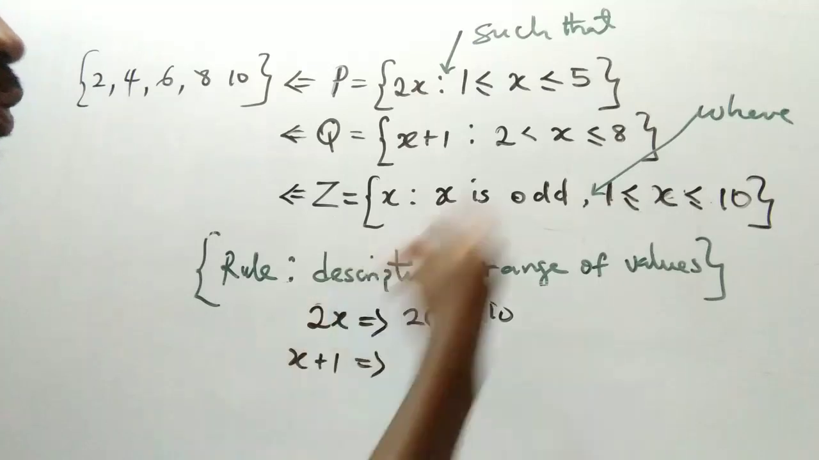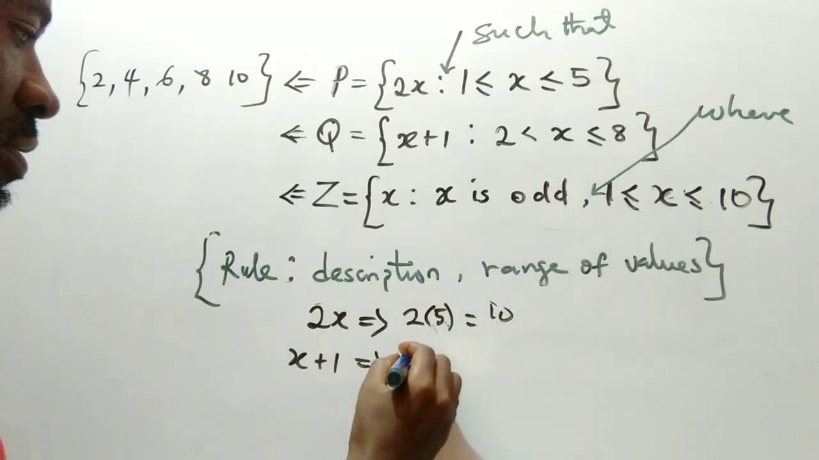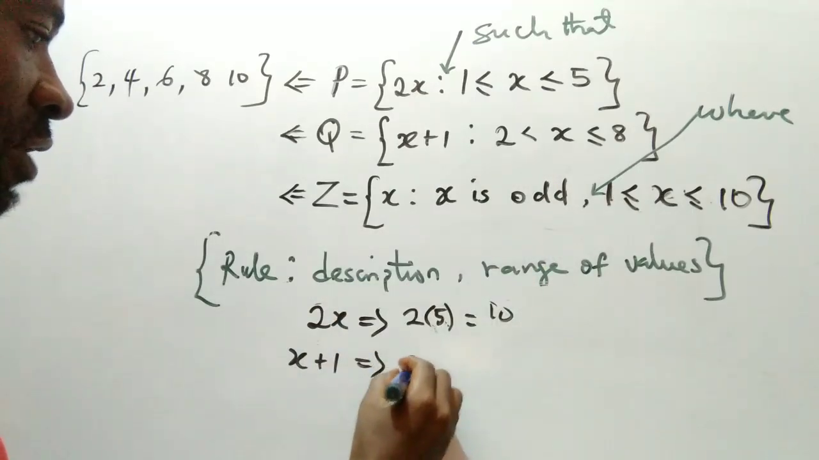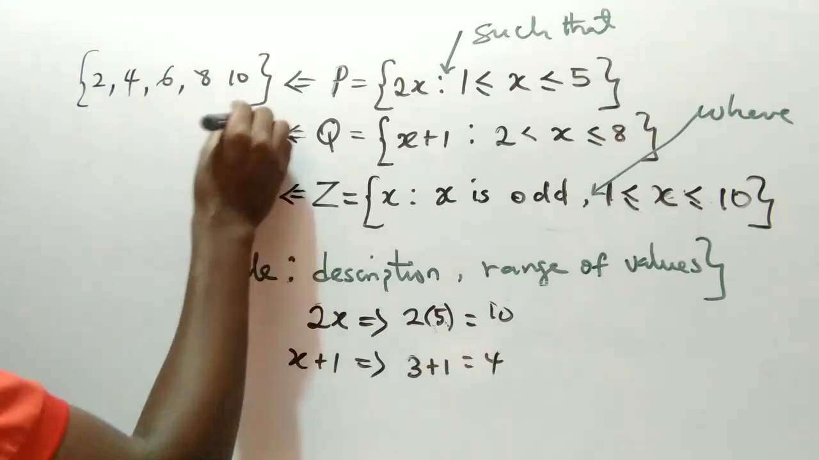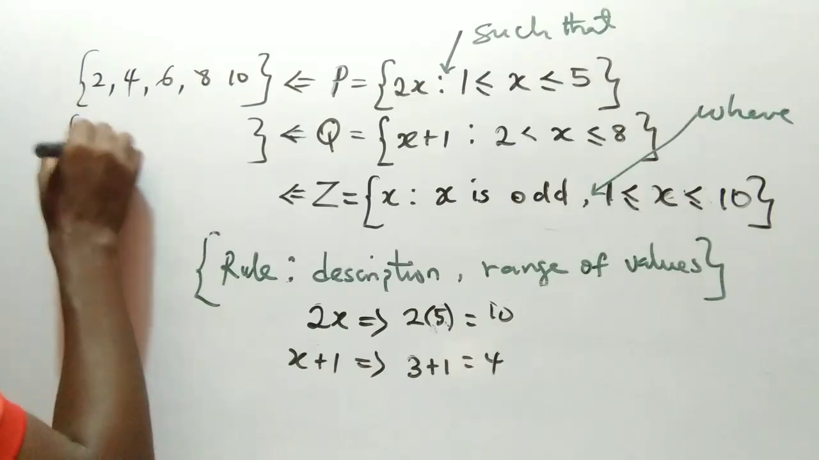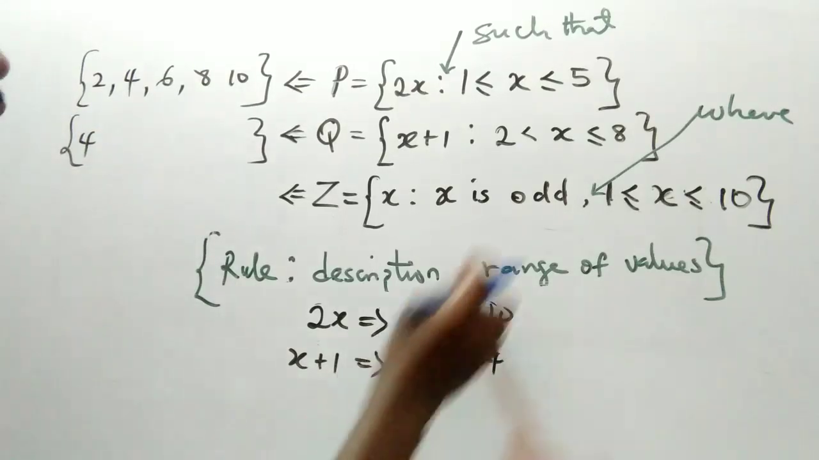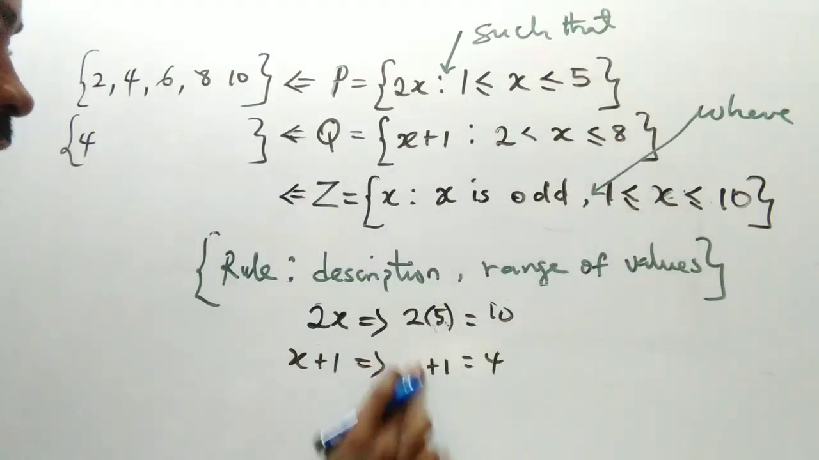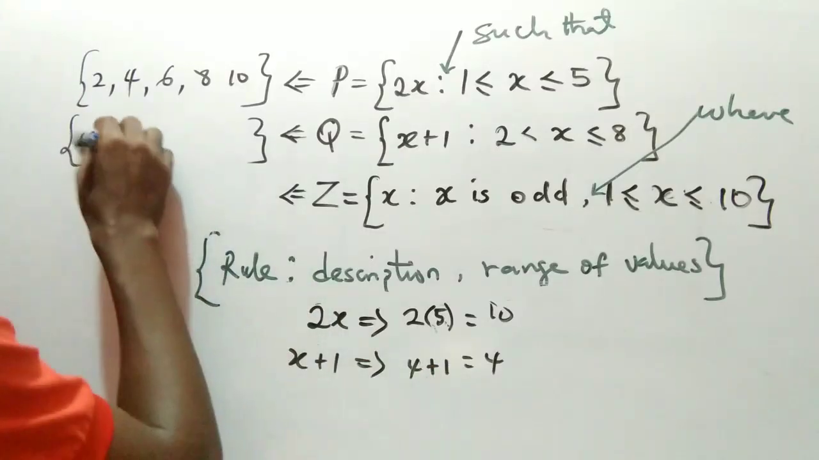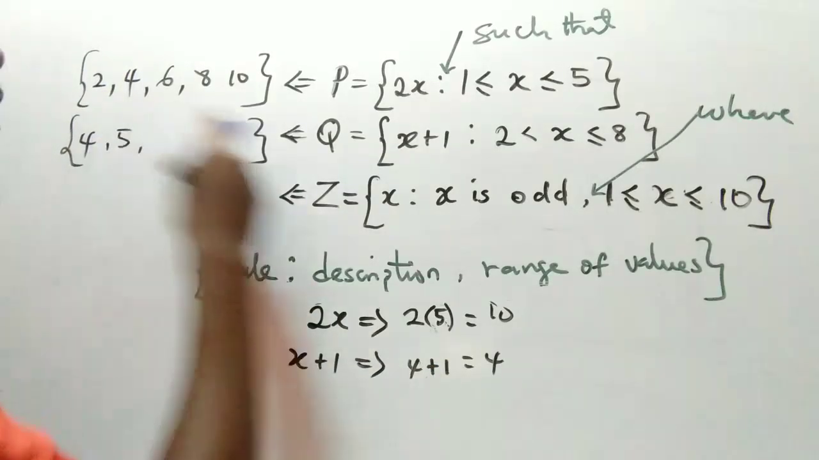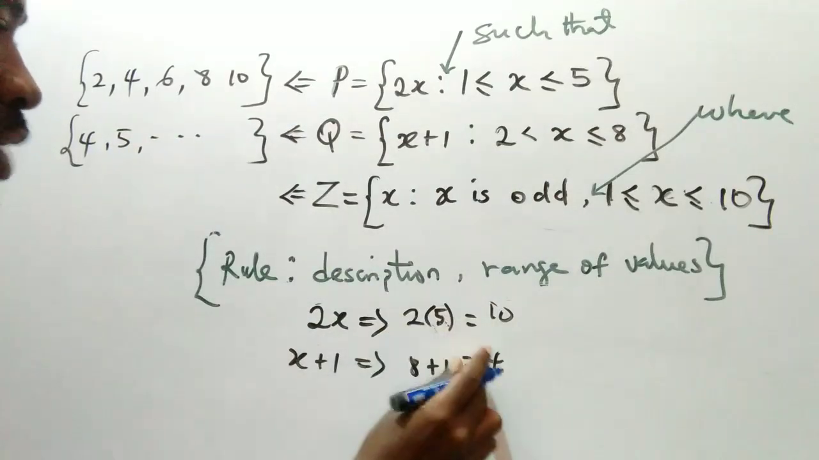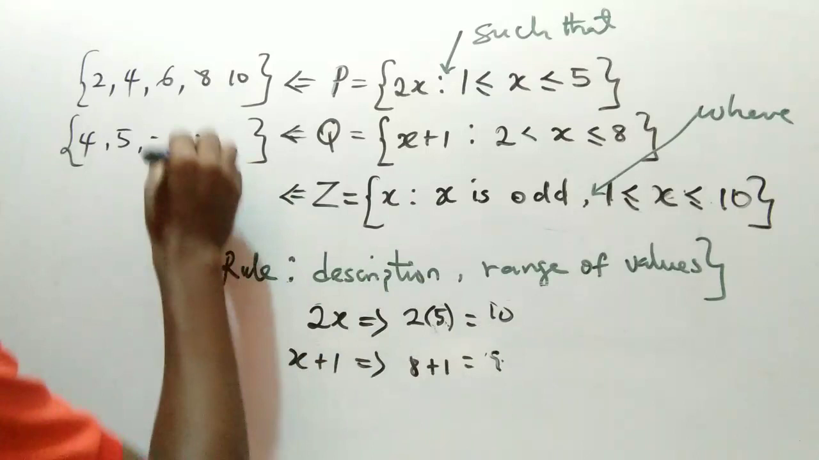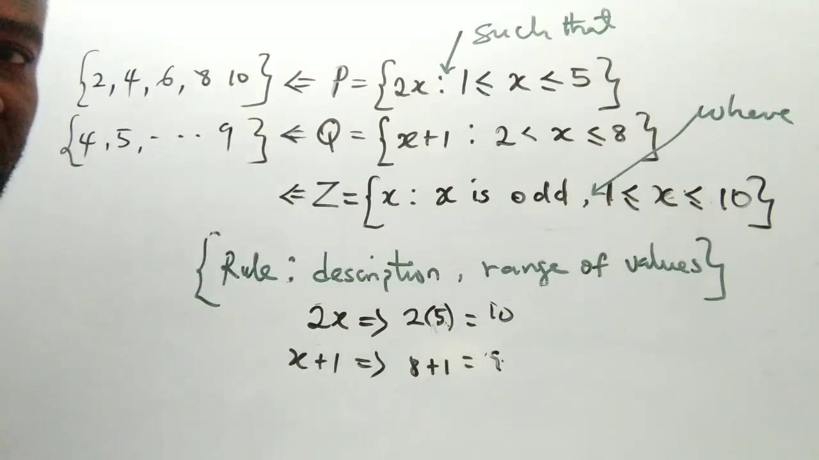So when x is 3, we have 3 plus 1, and that gives us the first element, which is 4. Then when x is 4, that gives us 5, and we continue till we get to 8. When x is 8, we're going to have 9. So that's how to list the elements.